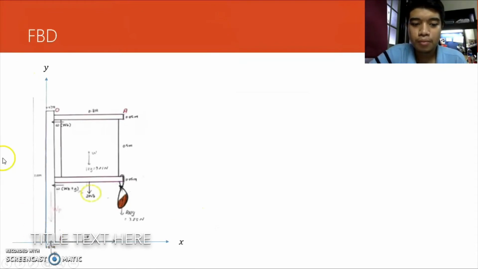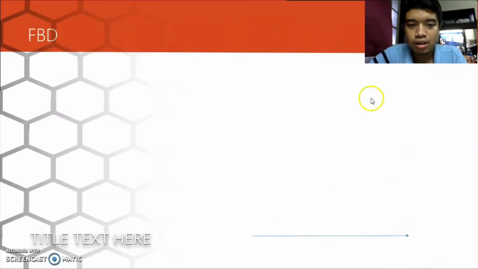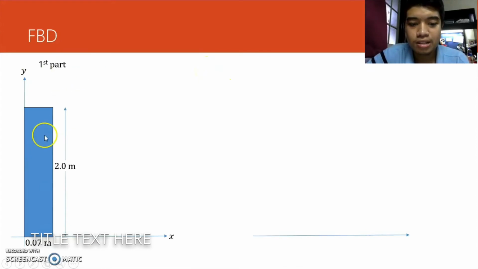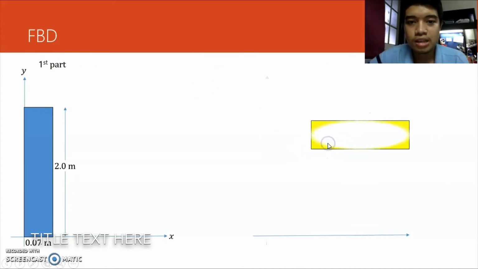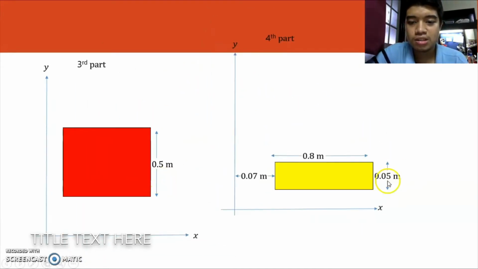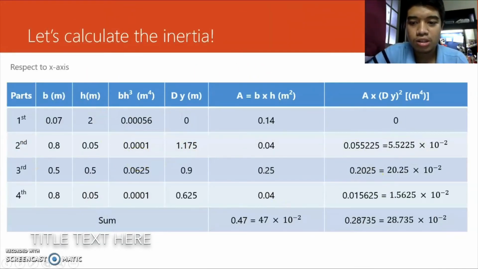And then this is the free body diagram of the thing that we chose to calculate, and this is the free body diagram that I made simple. And then I divide it into 4 parts. This is the first part. This is the second part. This is the third part, and this is the last part. So this is the calculation that I already did to make it easier to calculate the inertia.